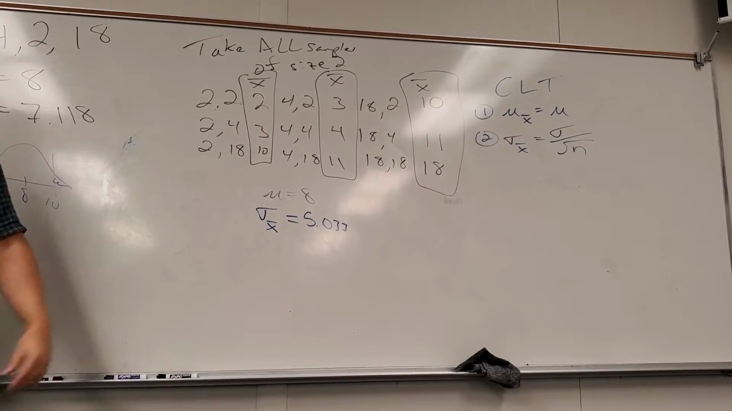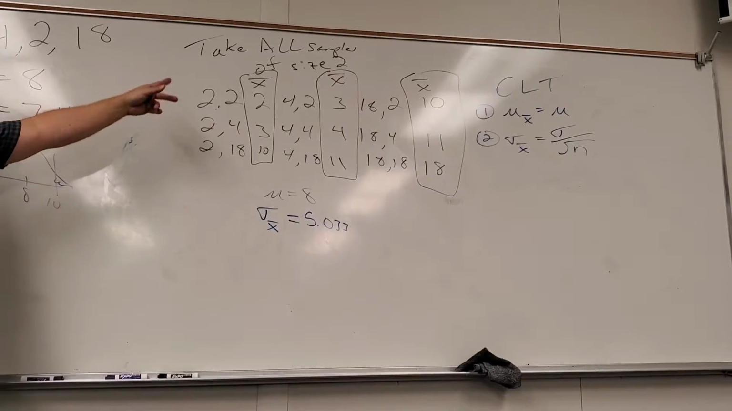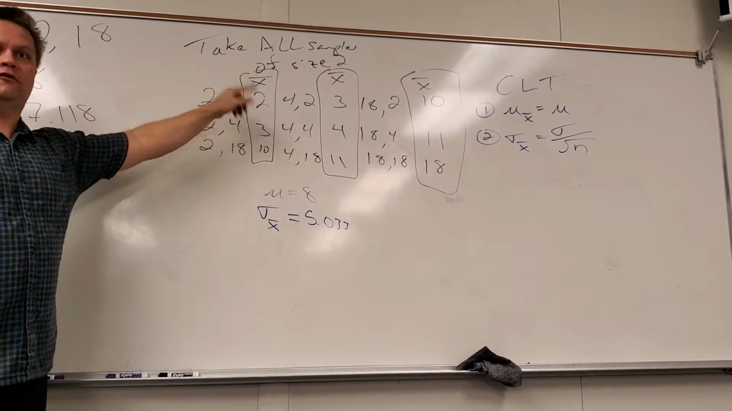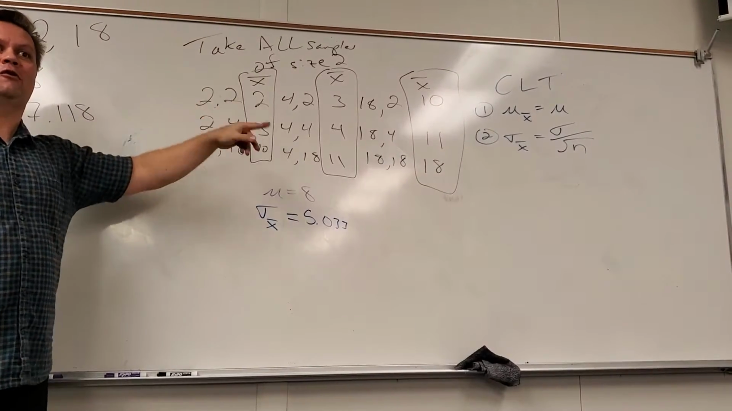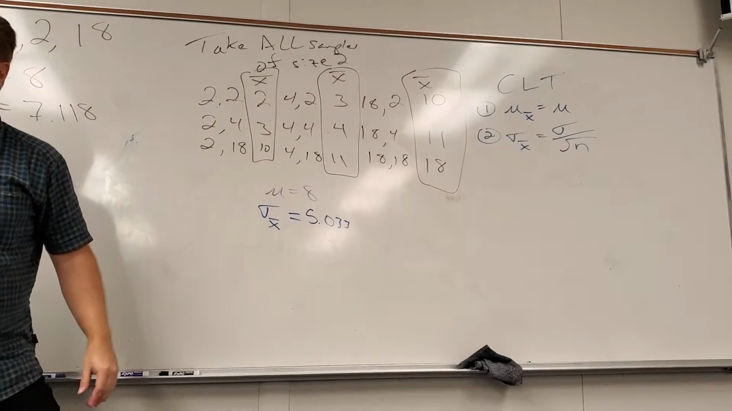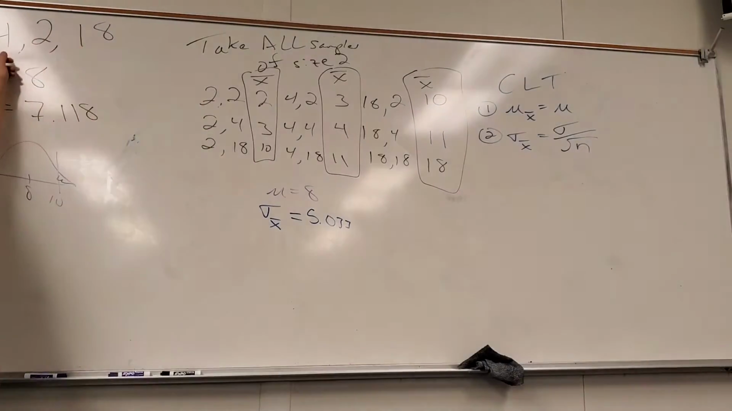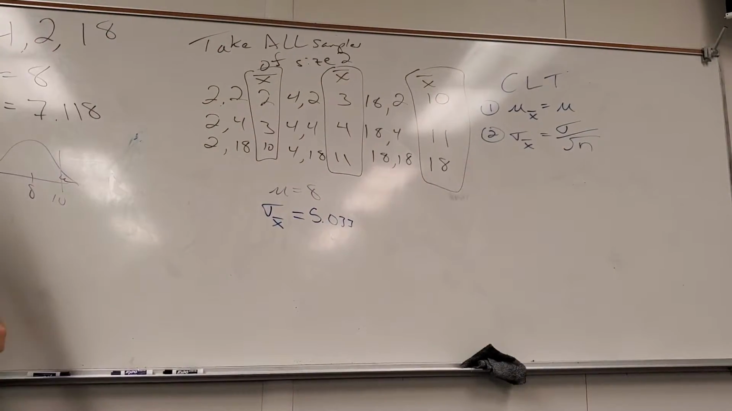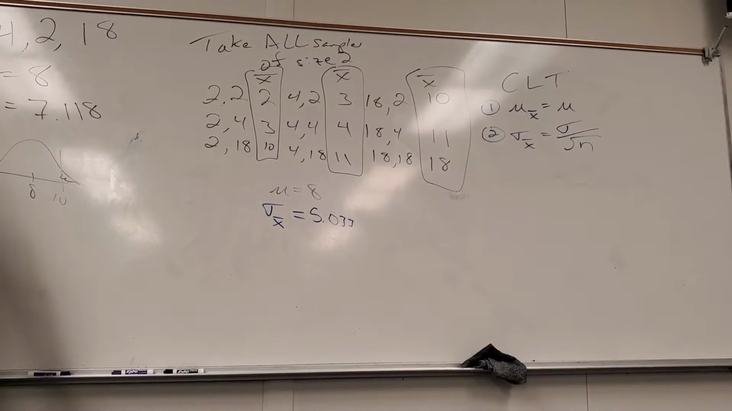I don't know if you guys, even with this, if I took samples of size 3, it would be 2, 2, 2, 2, 2, 4, 2, 4, 2, 2, 4, 4, and we're not even done. Do you see what I'm saying? So now imagine if there were 30 numbers, and I'm taking all samples of size 15.